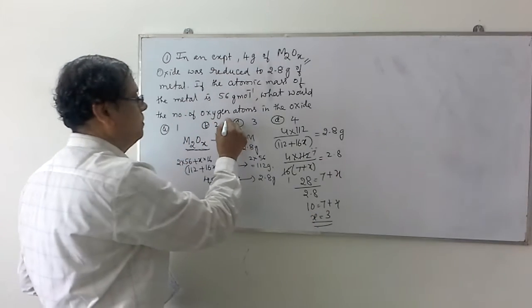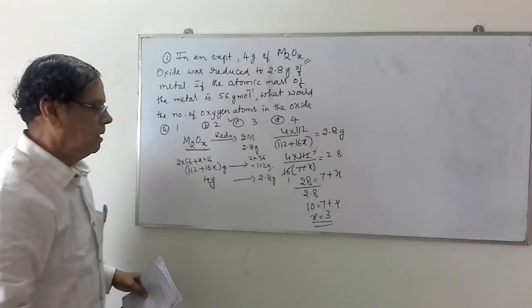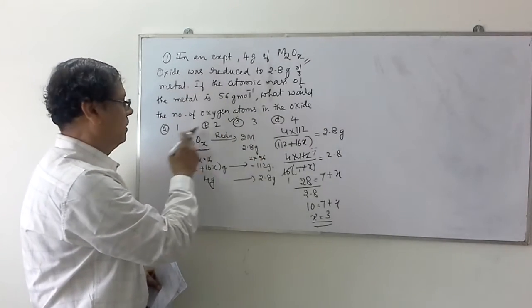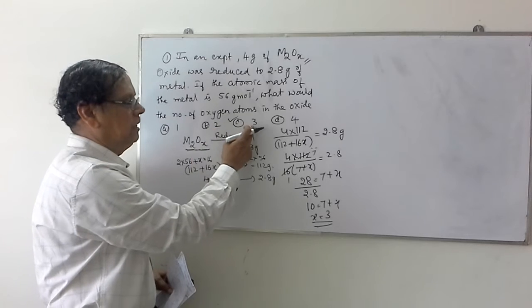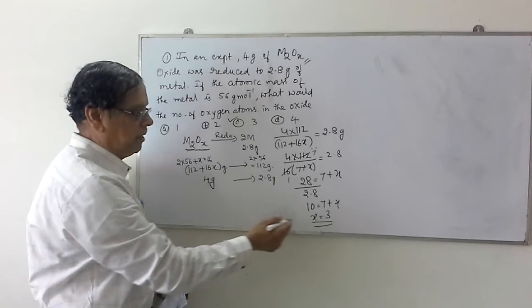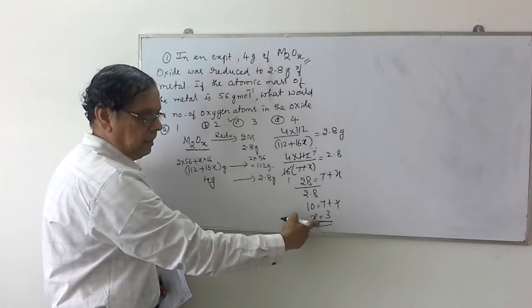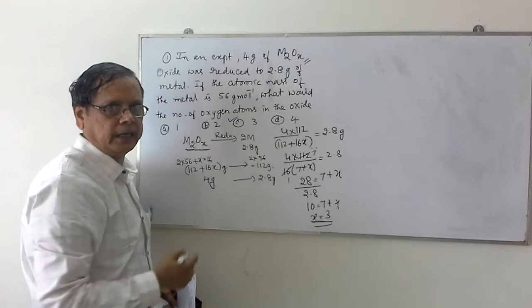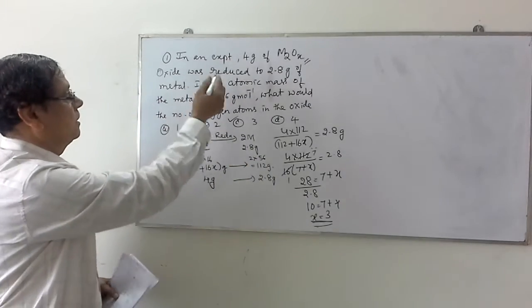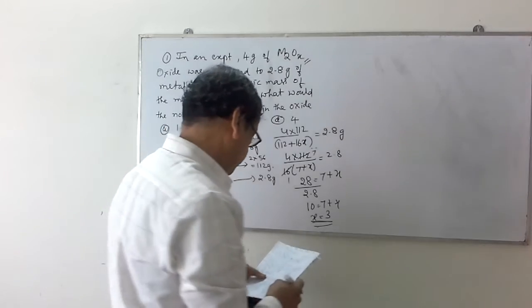So the correct option would be C. Suppose these are given in the reverse way, A4, B3, C2, D1. Then the answer is 3, but the option you have to correctly select. So that is the number of oxygen atoms in that M2OX.